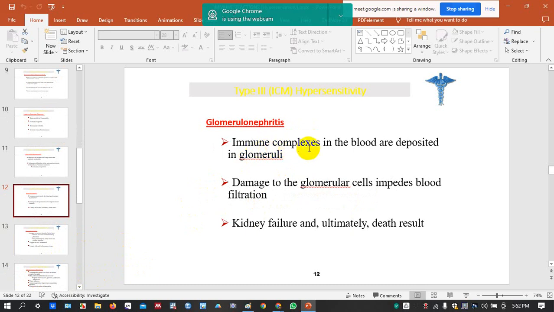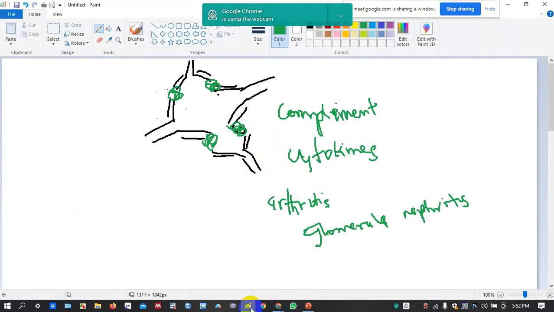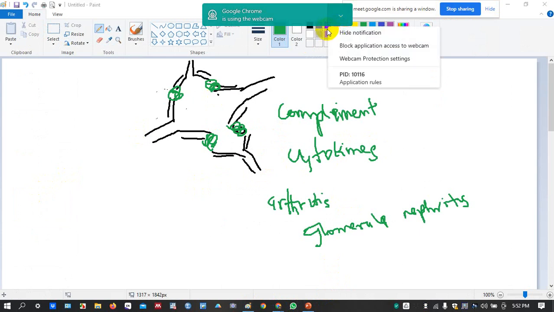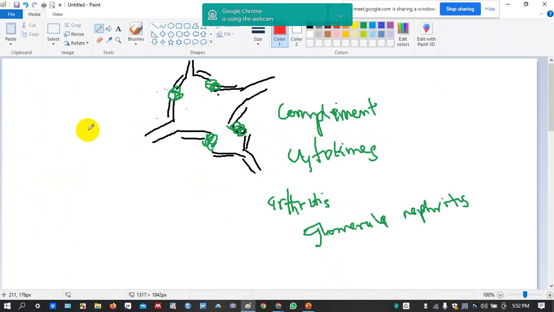Glomerulonephritis occurs when immune complexes in the blood are deposited in the glomerulus. The glomerulus is part of the nephron of the kidney. So if you have the nephron of the kidney, let's see, if this is the afferent artery, this is the glomerulus, and the Bowman's capsule is here.